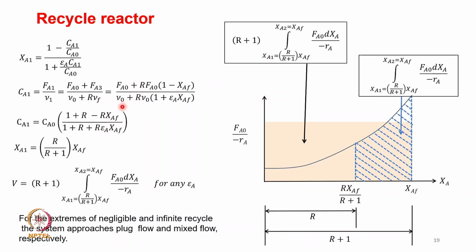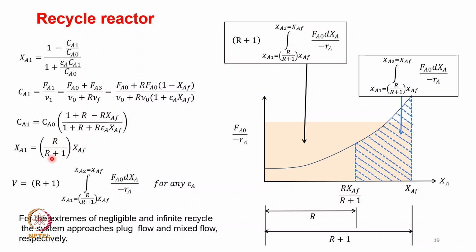So, now we write this in full: Fa naught plus Fa naught into 1 minus XAF, V naught plus RV naught plus 1 plus epsilon A XAF. So, solving these two together, we will be able to find out Ca1 as a function of Ca naught, 1 plus R minus R XAF divided by 1 plus R plus R epsilon A XAF, and further simplifying this, you will be able to identify XA1 as a function of XAF.